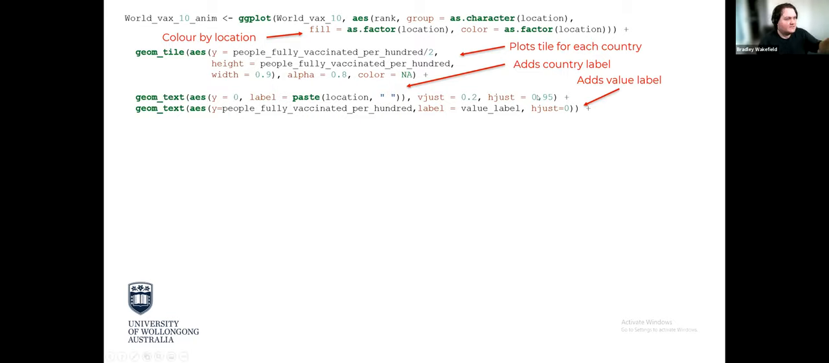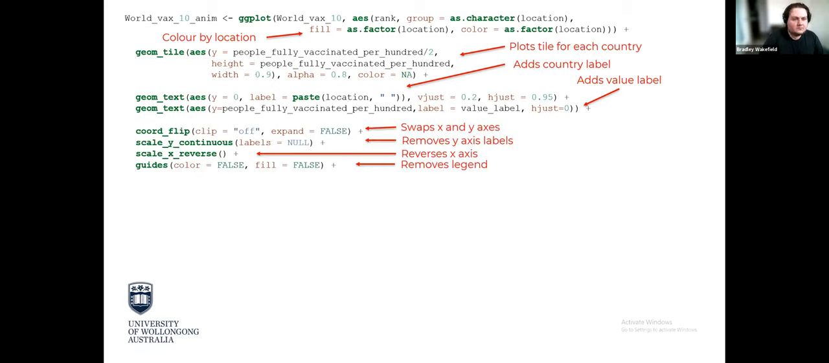I'm just going to make sure that's to the left, the far left of my plot. And I'm also going to plot my people fully vaccinated per 100 label. And I'm going to make sure that's the right of the plot. Okay. I'm also going to flip the X and Y axis because it's often nicer with these types of animated graphs to have them as a horizontal bar rather than as vertical bars.